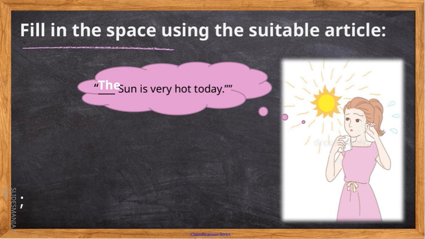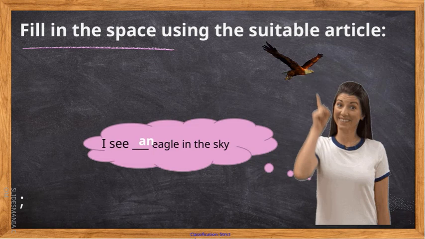This example highlights how important it is to choose the right article to make our sentences clear and accurate. Remember, the is used for specific things that are known or unique, like the sun, the moon, or the earth. Getting these articles right helps us communicate more effectively and sound more natural in English. So whenever you're describing something unique or specific, think about whether the is the right choice. This small detail plays a big role in mastering English. Let's look at this example.